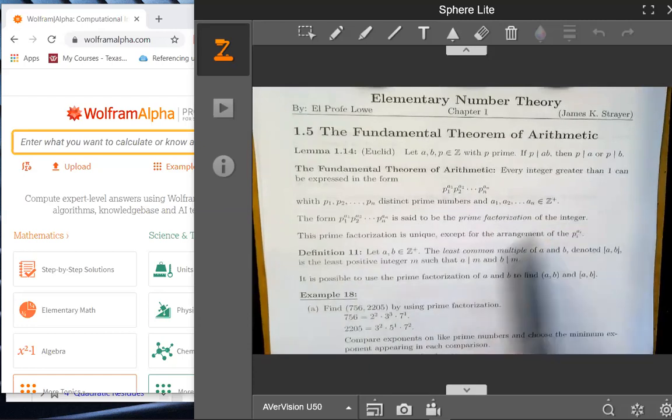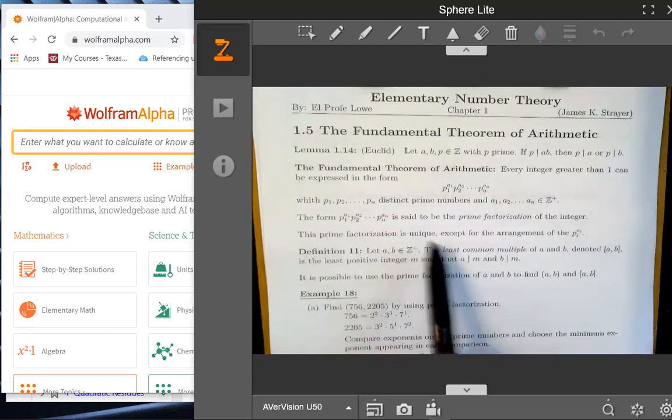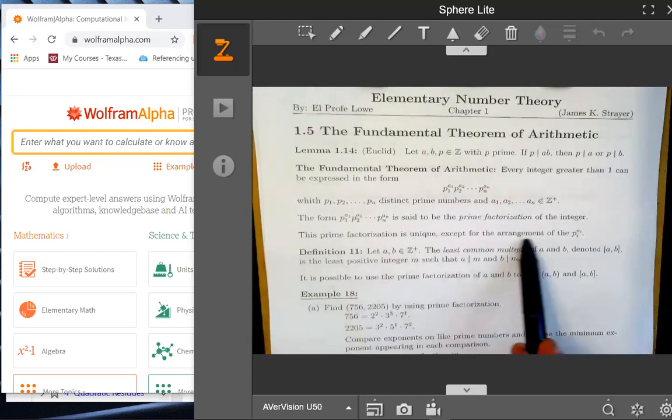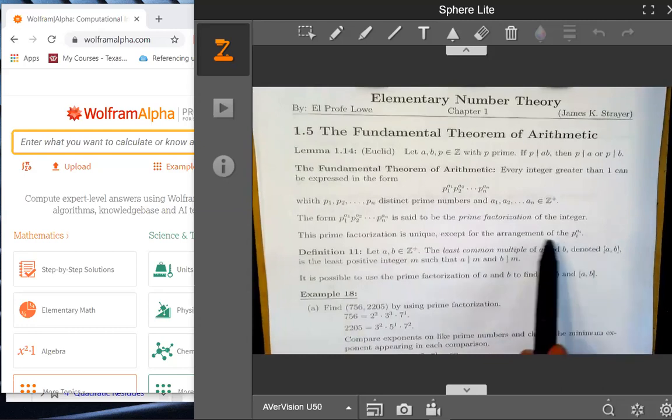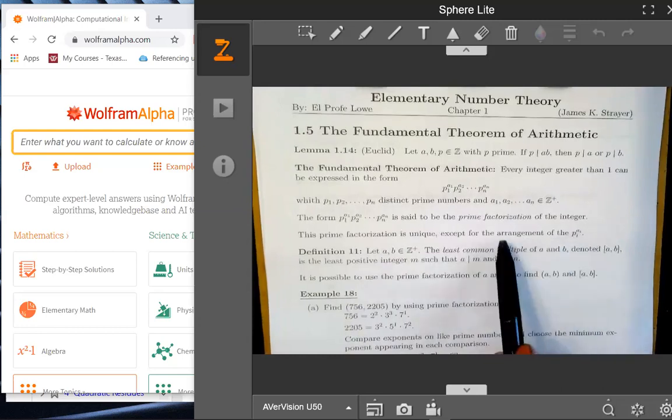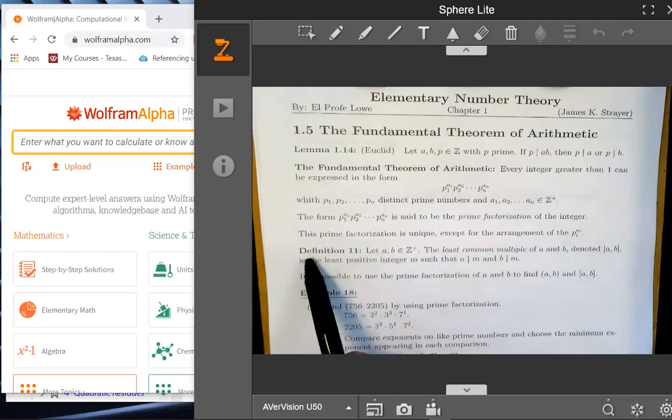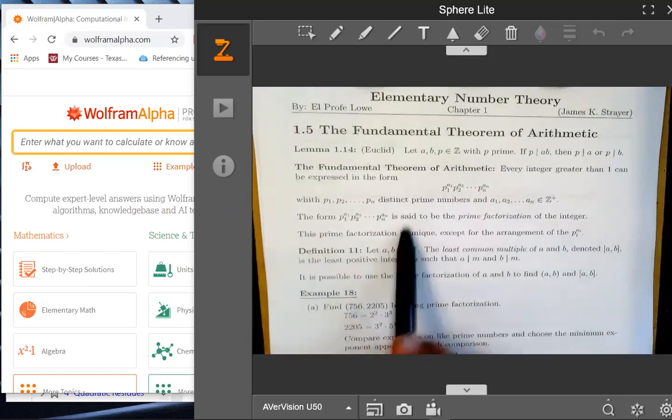Now, this prime factorization is unique, except for the arrangement of the particular prime factors, and that's because of the commutative property of multiplication, okay? Now, where do we use this?